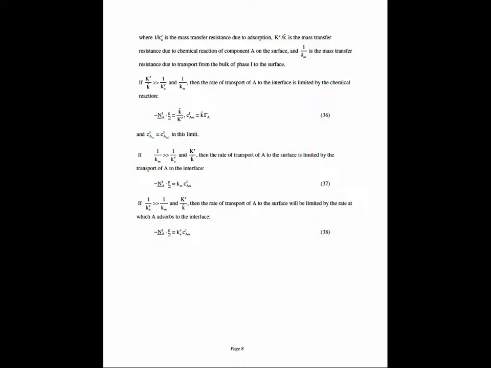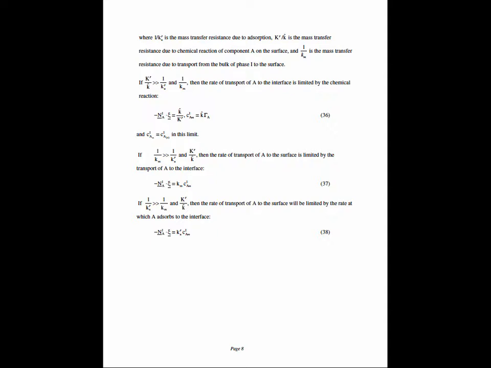The last page just talks about what happens when one or the other of these resistances are dominant. And in typical problems we'll be working with, we will be in situations where you don't need to include all of these effects together.